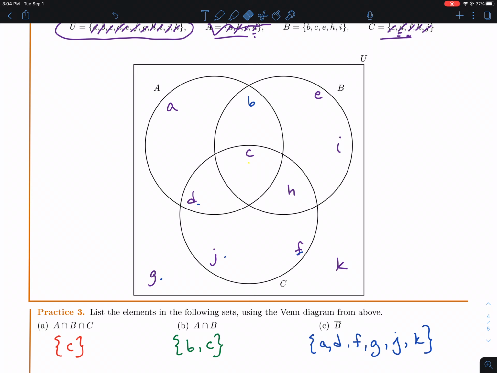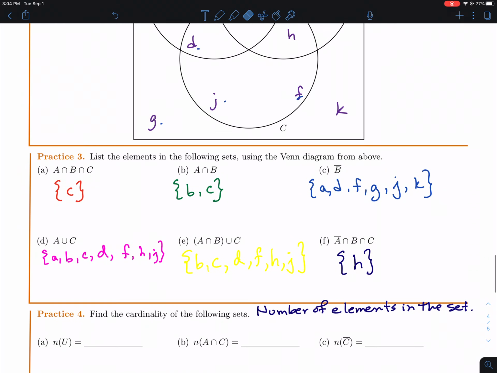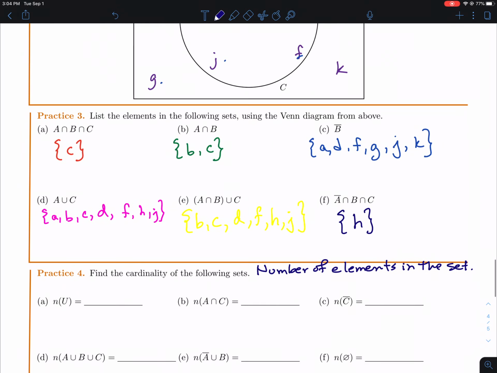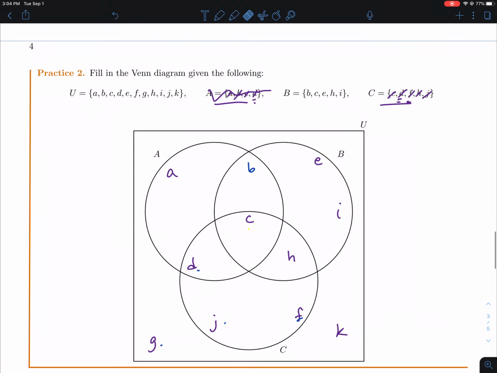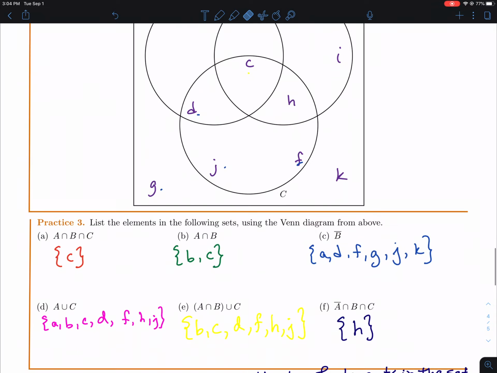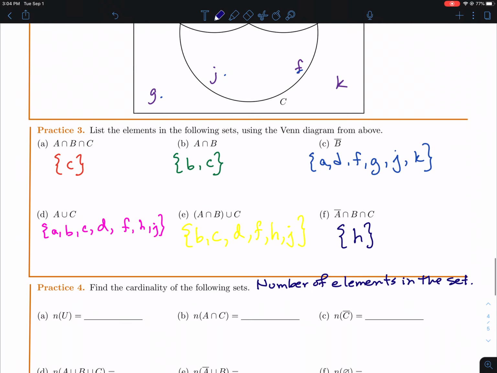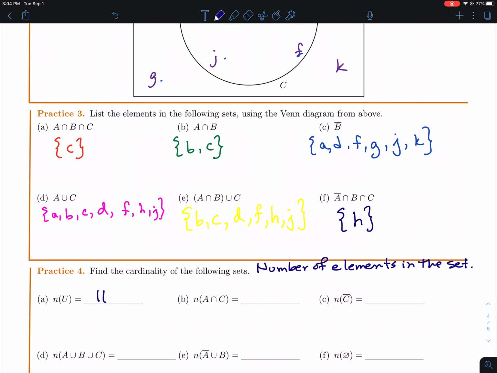All right. So first thing it says is what's the number of elements in the universal set? In the universal set, we can just go back up to the very beginning, or you can count all the different letters that are inside, either way. So in this case, we had 1, 2, 3, 4, 5, 6, 7, 8, 9, 10, 11. So we had 11 elements in the universal set. So in this case, we just write the number 11.